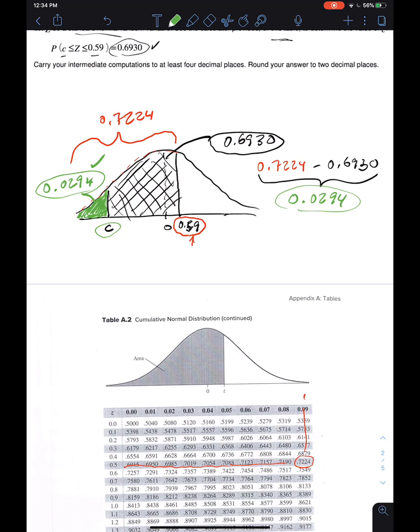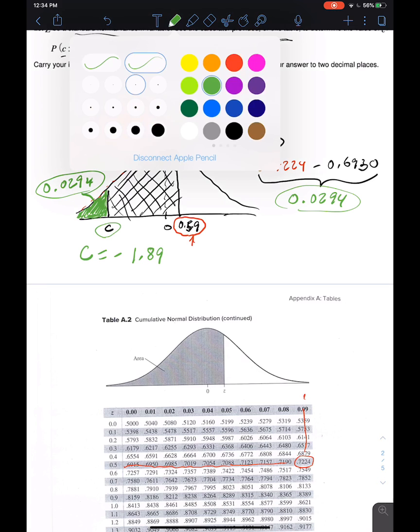So this C value that I'm looking for is negative 1.89. And that is the answer.